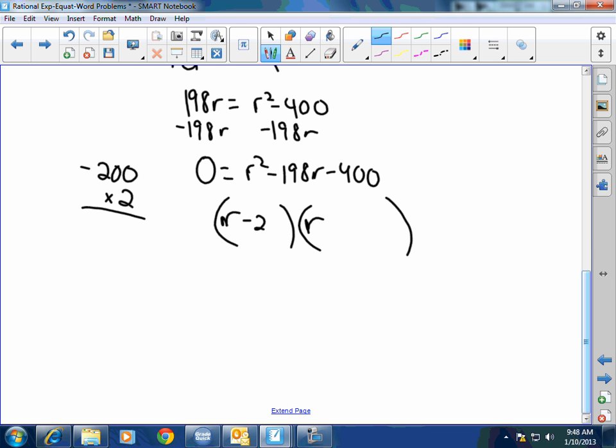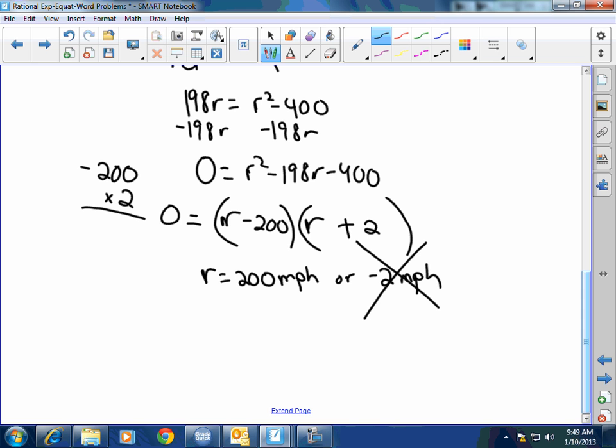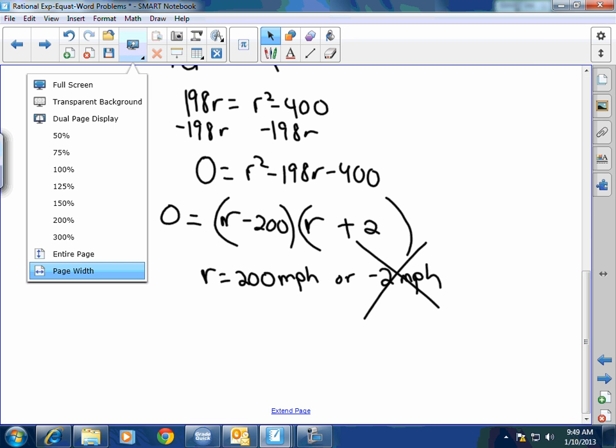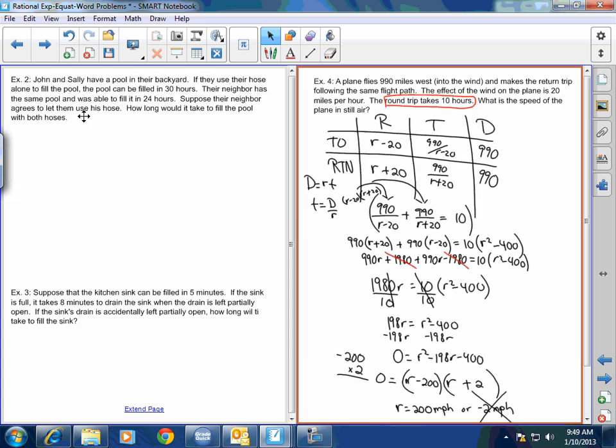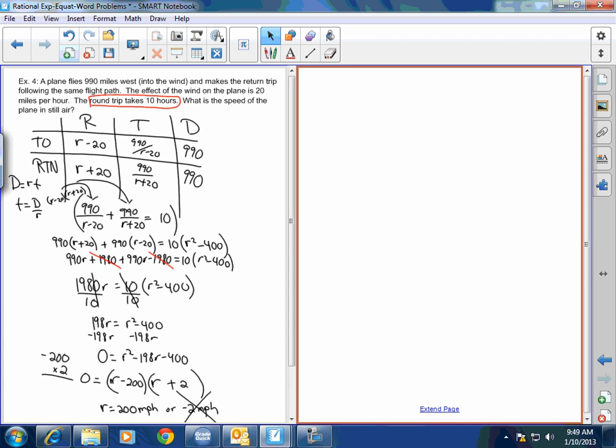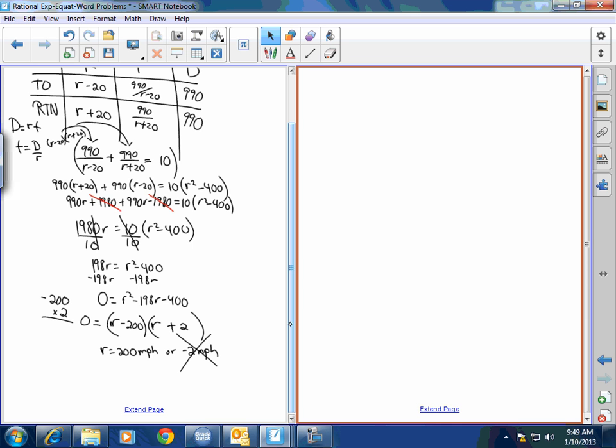So negative 200, positive 2. Zero product property, r can equal 200, in this case miles per hour, or negative 2 miles per hour. Since we know that negative 2 miles per hour doesn't exist, it cannot be negative 2 miles per hour. Now, to find the final answer, let me split the screen here real quick. They ask you, what is the speed? We found the speed, 200 miles per hour.